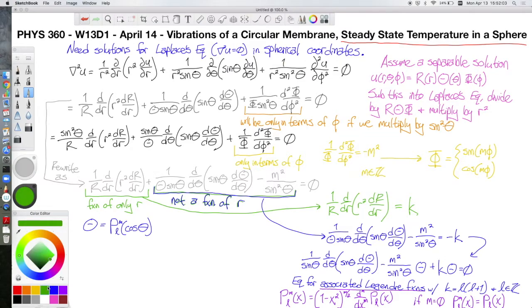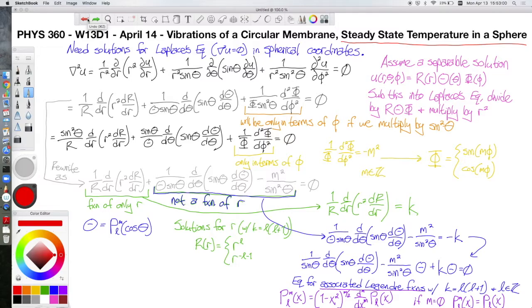So now we can do a little more with the r portion of this. So when we have k equals L times L plus 1, with L as an integer, capital R as a function of little r has two possibilities: r to the L and r to the negative L minus 1. And we're going to discard one of these in this problem for a very specific reason that I'm going to write over here in this little bit of space that I have left over in red.